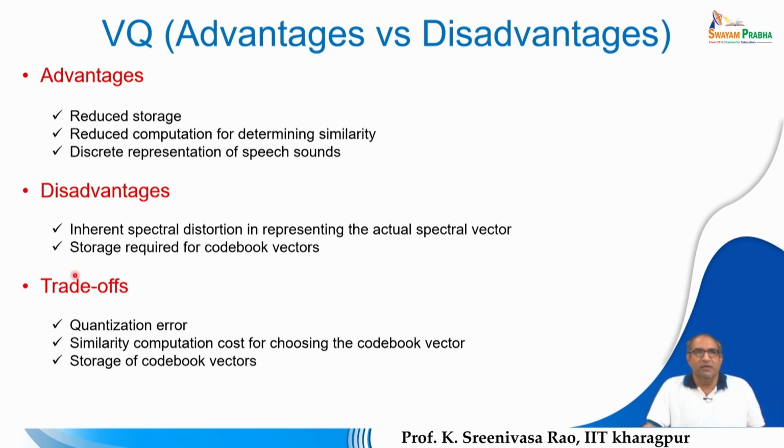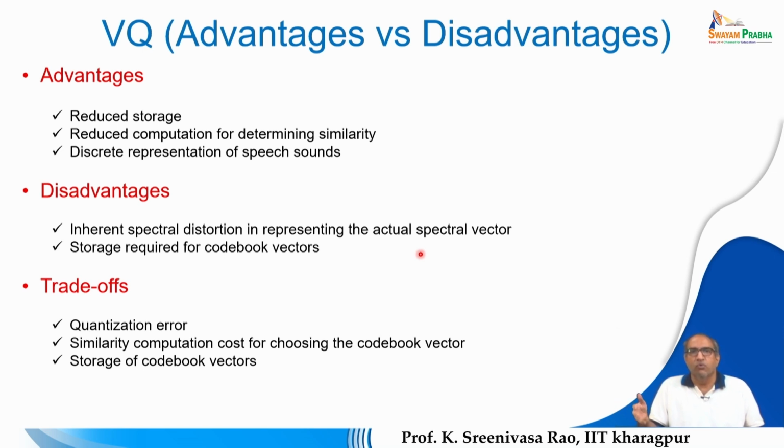The second one is the storage required for the codebook vectors, which depends upon the codebook size. The spectral distortion also depends upon the codebook size, because if the codebook size is very large, then the error will be reduced. Each sound unit is represented by a certain number of variations. Here we accommodated 25 variations. If you accommodate more variations, the approximation will be more accurate, meaning the given spectral vector can be represented with less quantization error. So to minimize the quantization error, we need to accommodate more variations in the spectral vectors.